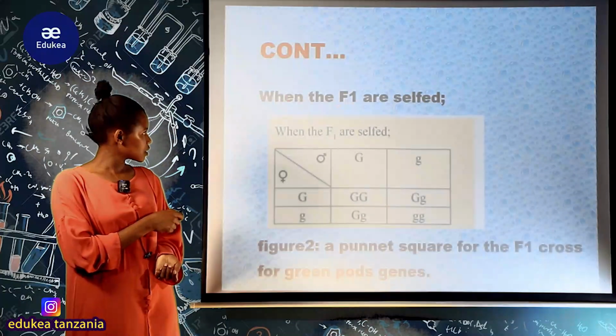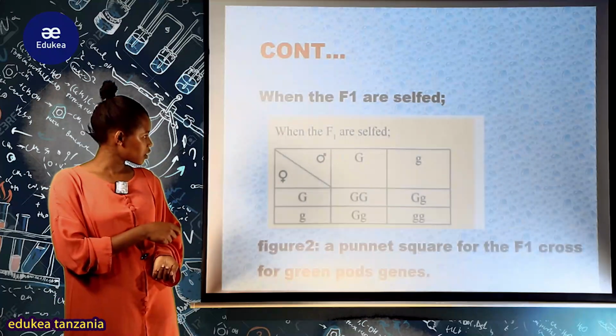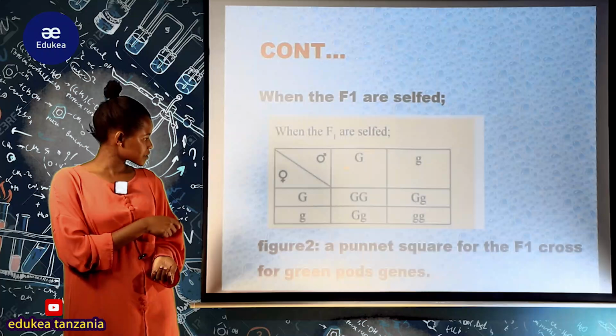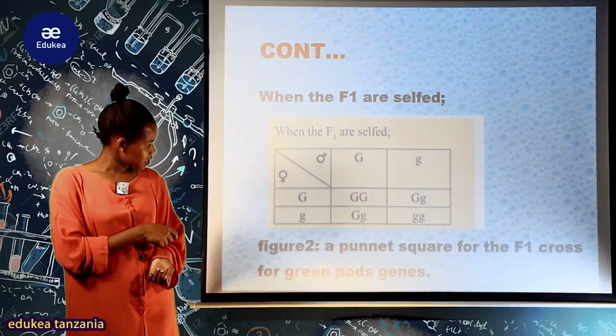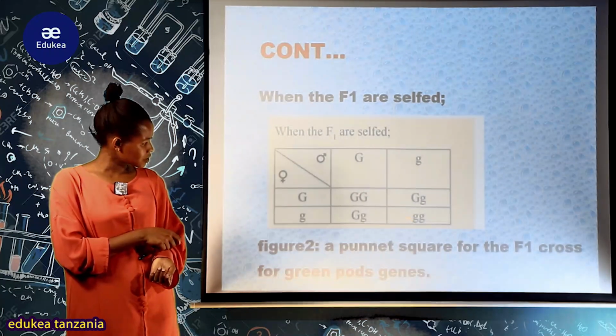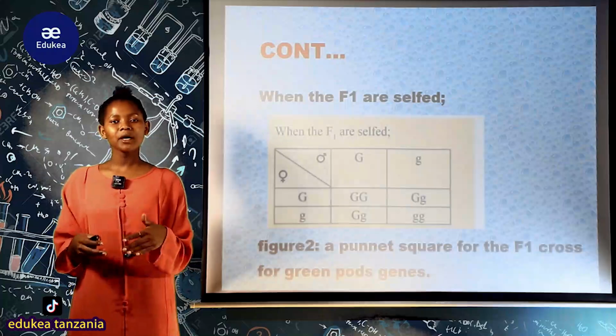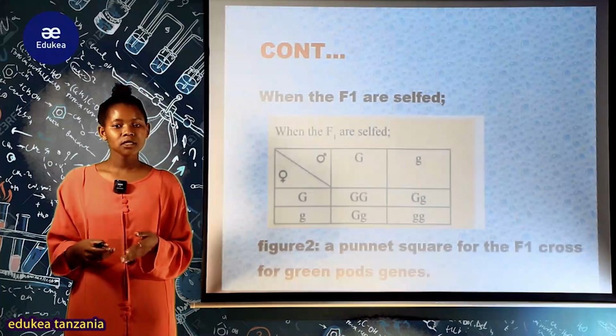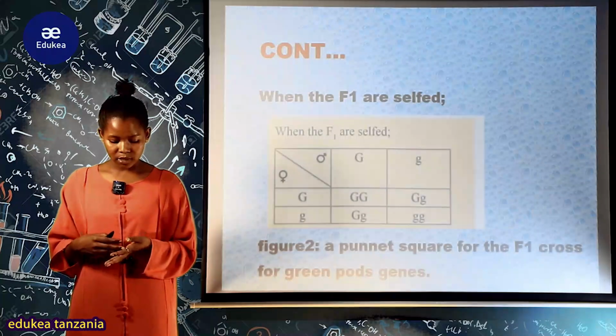In which when the F1 are selfed, tukamchukua F1 wa kike na wa kiume, ambao ni heterozygous, tutapata 1 homozygous dominant, 2 heterozygous na 1 recessive. Kwa ile trait ambayo imekuwa masked kule kwenye F1 generation, inakuwa hapa expressed.